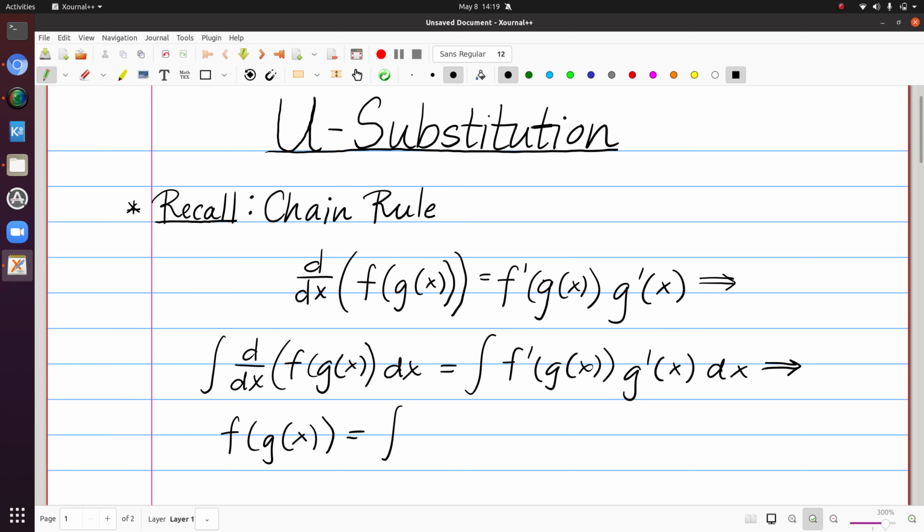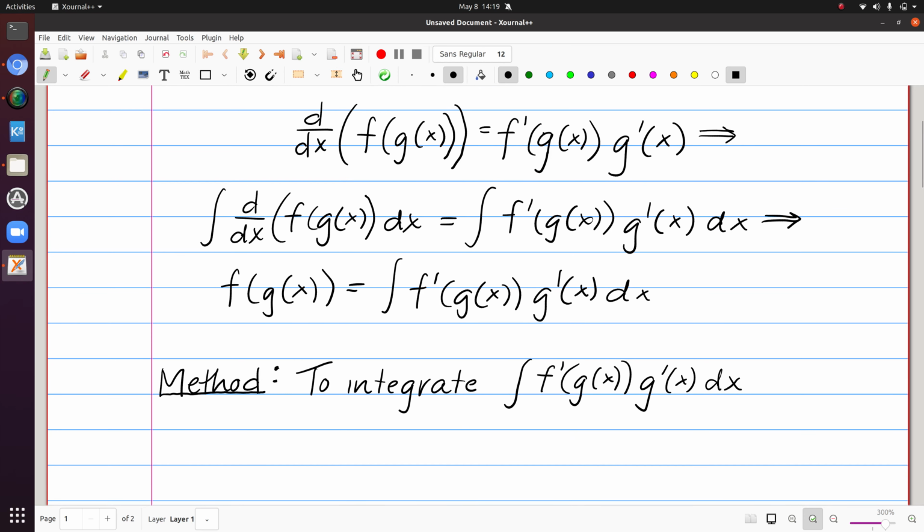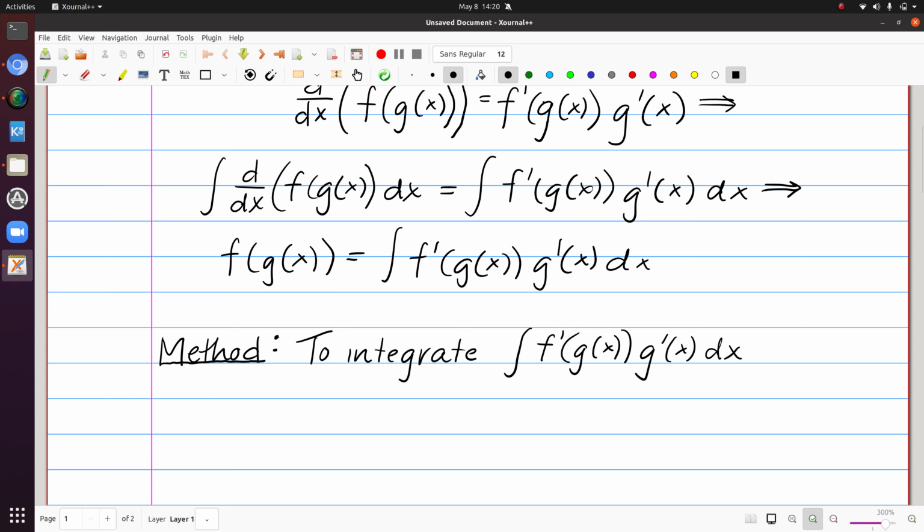So rewriting the right-hand side exactly as we have it, with regards to integrating, if I see something that can be recognized to be of the form of what I have on the right, this gives us a nice way to find the antiderivative. Specifically, the method here is that you're going to try to integrate something of the form f prime of g of x times g prime of x. The name U-substitution comes from the idea that we want to change this to an integral involving a new variable u.